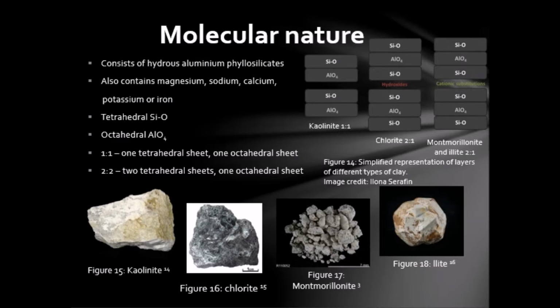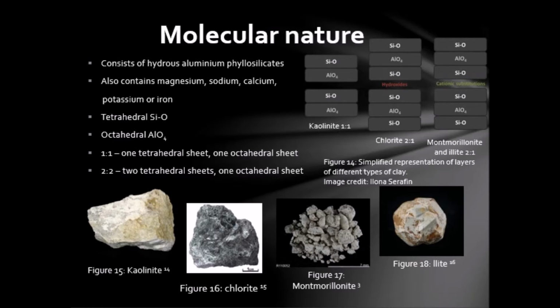Sometimes in between the layers there are substitutions, for example hydroxides or cations. Different arrangements of sheets result in different types of clay. In the top right corner you can see a very simplified representation of the structures. Kaolinite belongs to the 1-to-1 category and has no substitutions in between the layers. Chlorite is a 2-to-1 clay with a hydroxide sheet in between the layers, and montmorillonite and illite are 2-to-1 types of clays with cationic substitutions. Various substitutions and arrangements of coordinations give clay different appearance and properties.